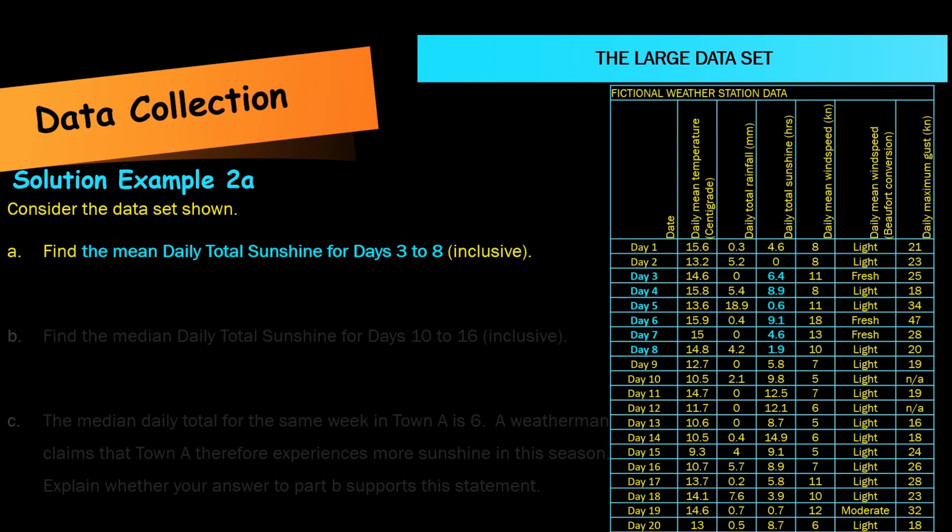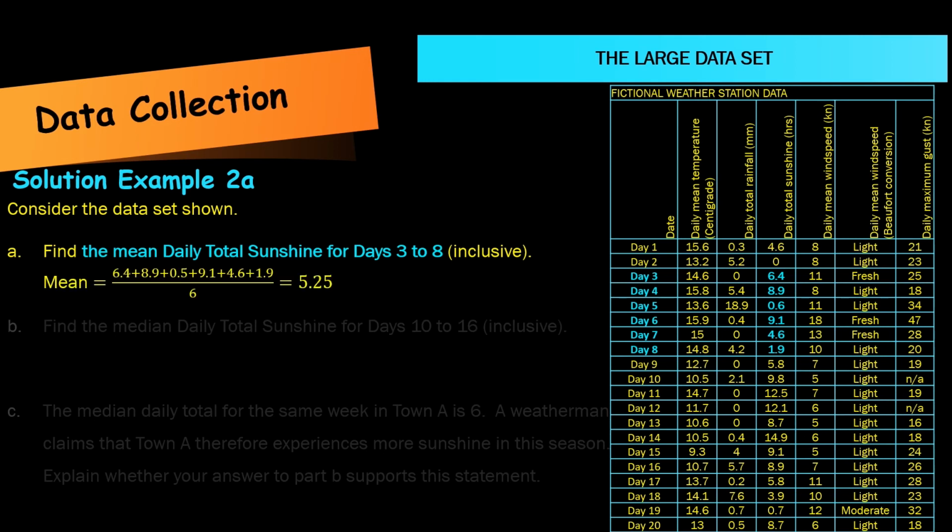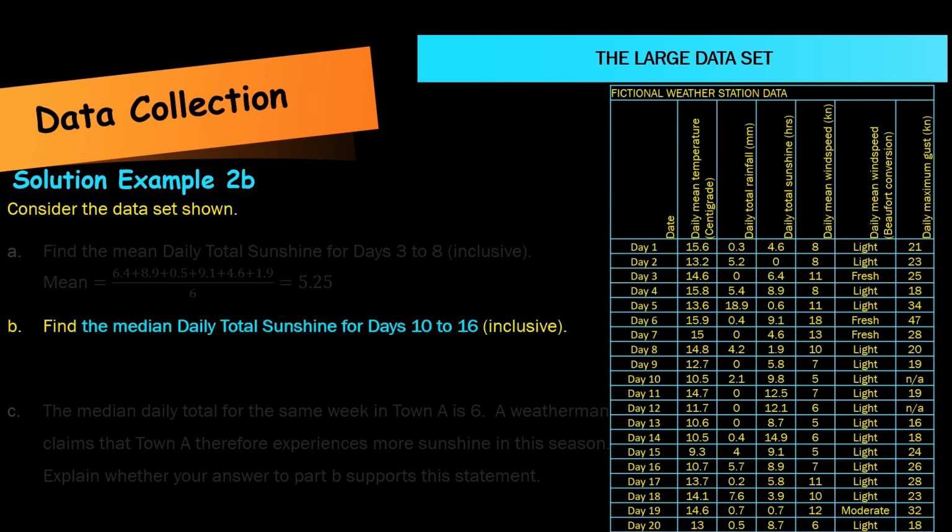So let's solve example 2 part A first. We are required to consider the data set shown and find the mean daily total sunshine for days 3 to 8 inclusive. These have been highlighted in the spreadsheet. So the mean is simply going to be the sum of these values, as shown, divided by 6, because we're considering 6 days. And this equals 5.25. And now for part B.